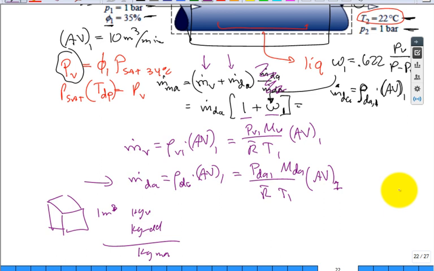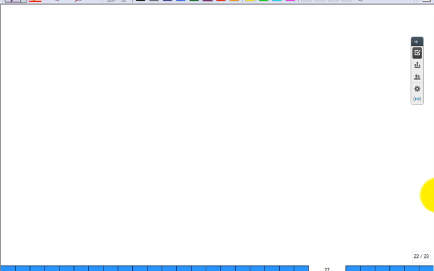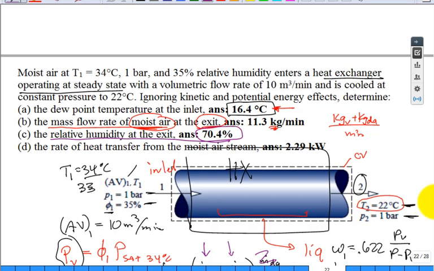All right. Let's take a look at the next part here. What is the relative humidity at the exit? How do you calculate the relative humidity at the exit? I need more space, don't I? Insert new page. Scroll down maybe a little bit. Okay. How do I calculate the relative humidity at the exit? It'll be the partial pressure of the vapor at the exit divided by Psat at the exit at 22 degrees C.